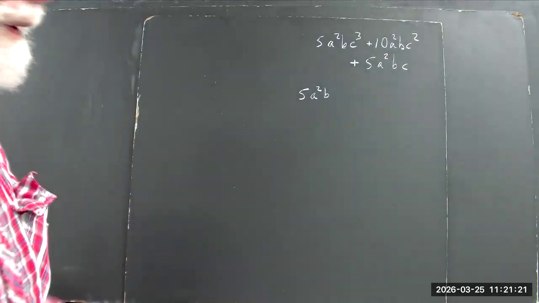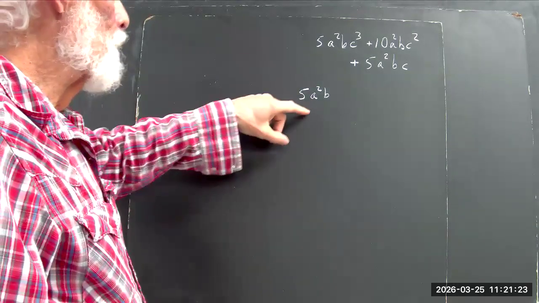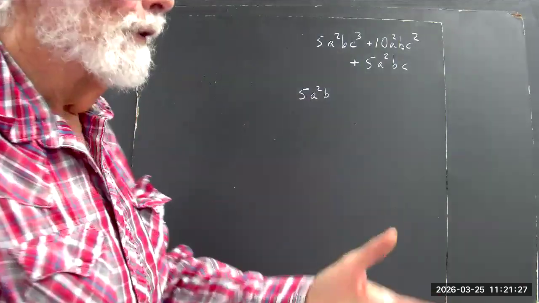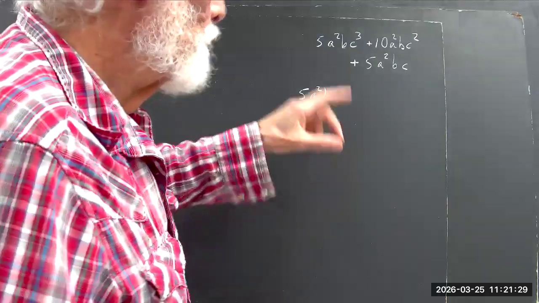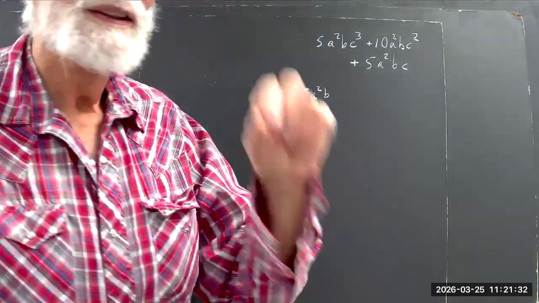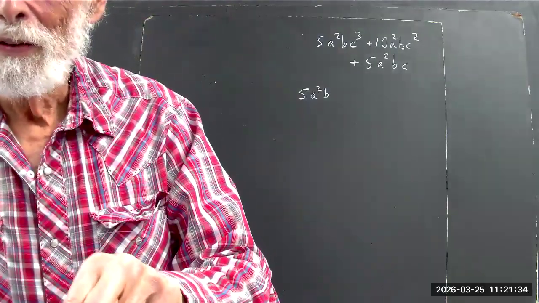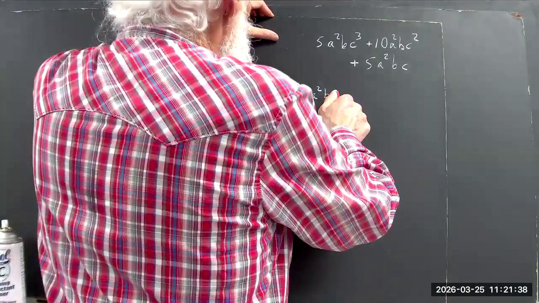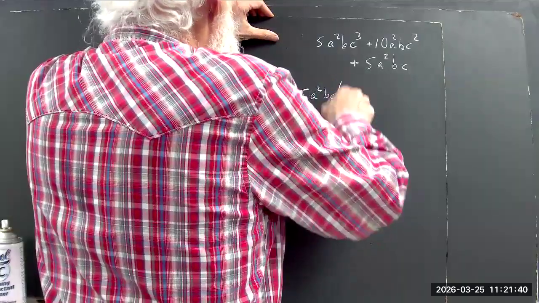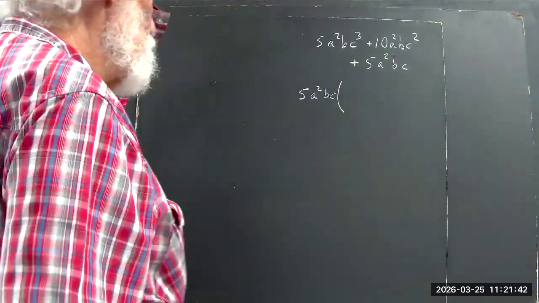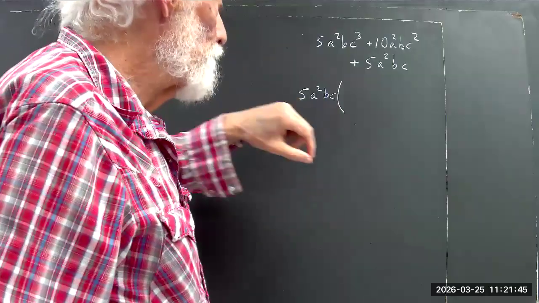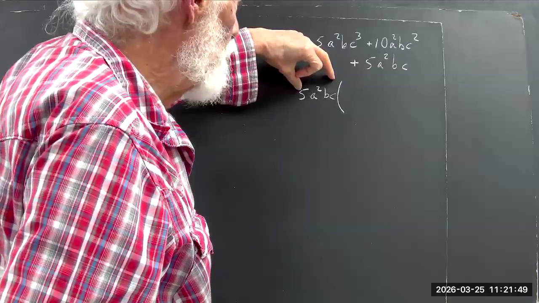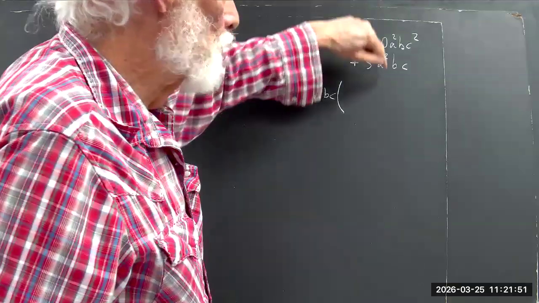Okay, and some people got 5a squared b. That was good. Continued to factor it, came out all right. But then we noticed that there was a c in each of the terms that you ended up with. So what we do is we factor out a c as well. And by factoring this out, that means we want to find what we multiply this common factor by in order to get the original expression.